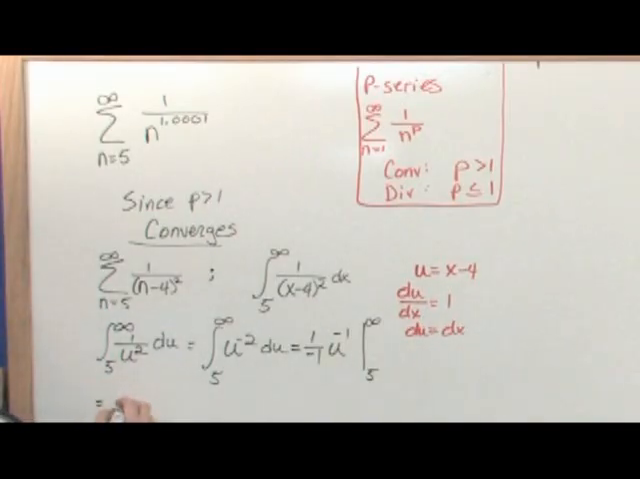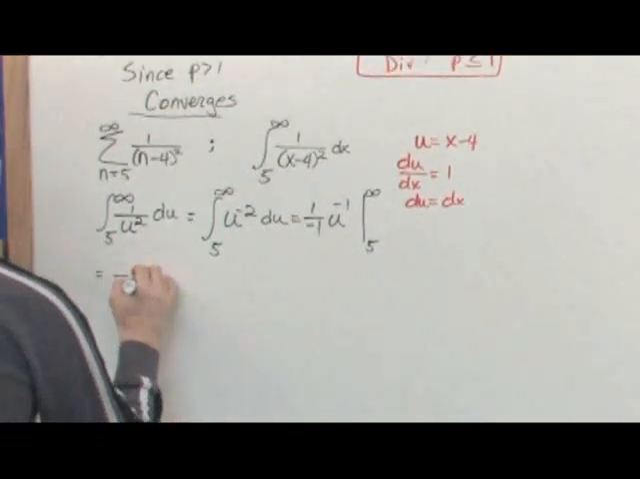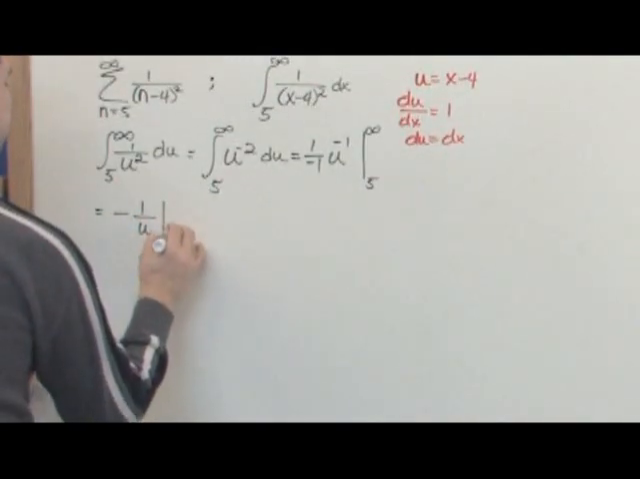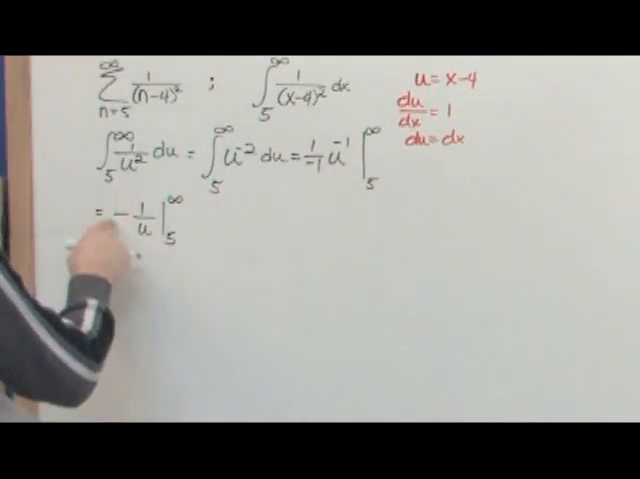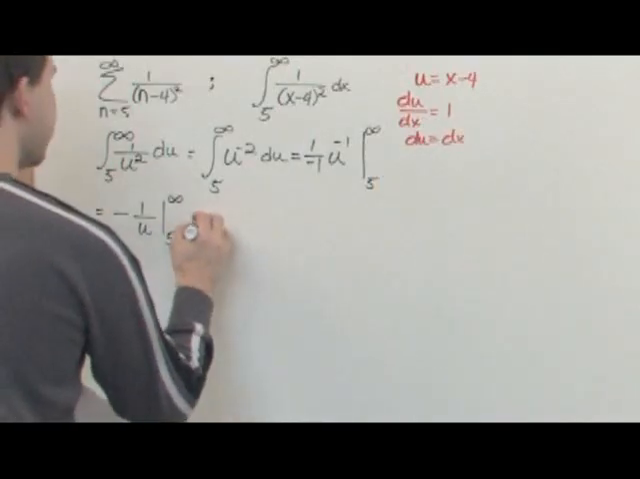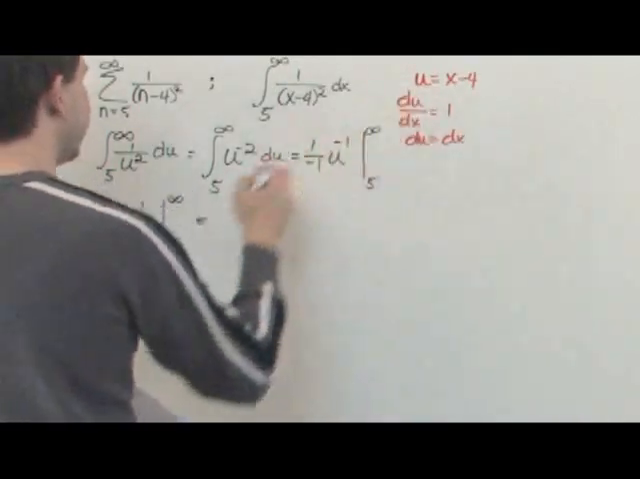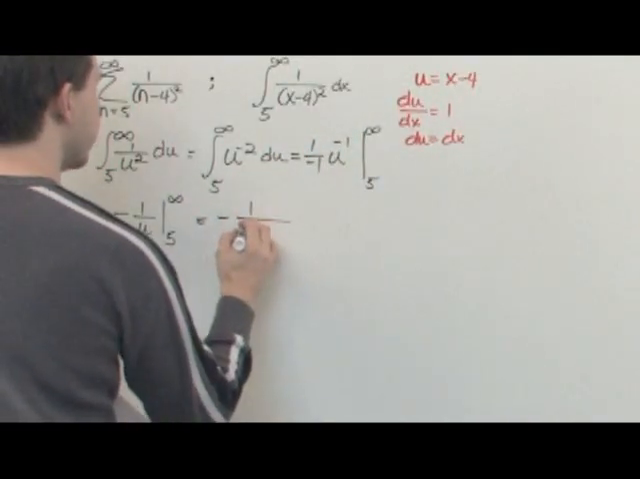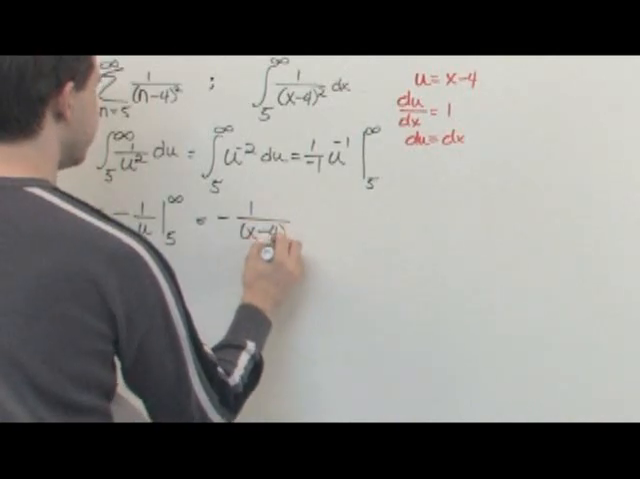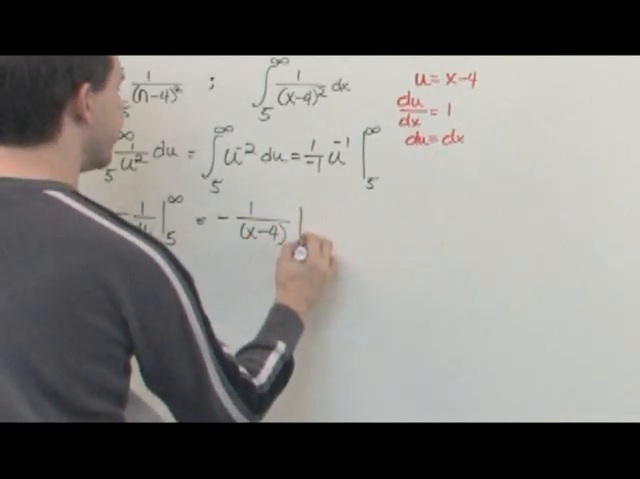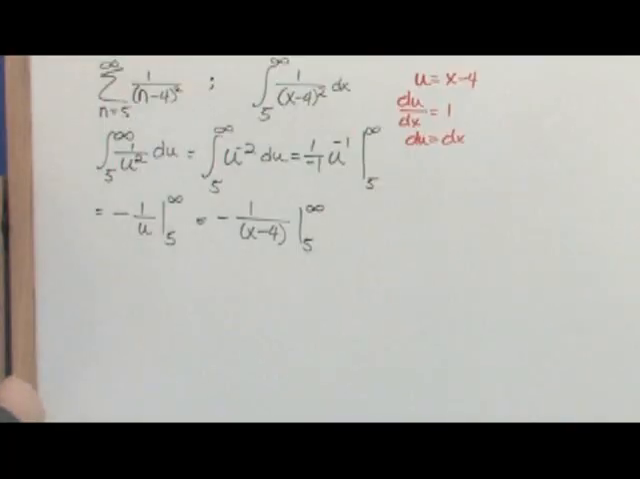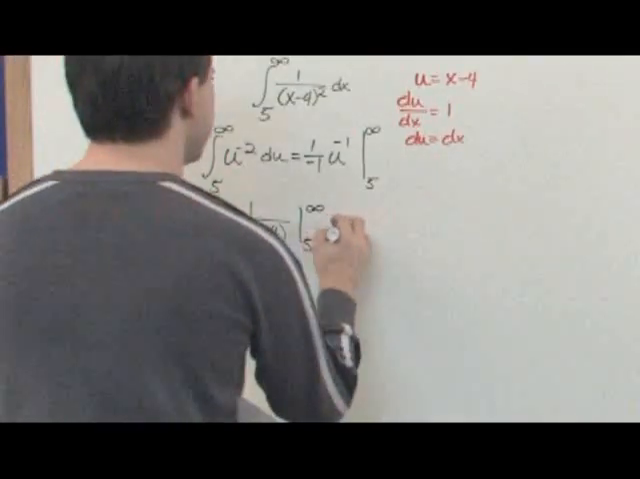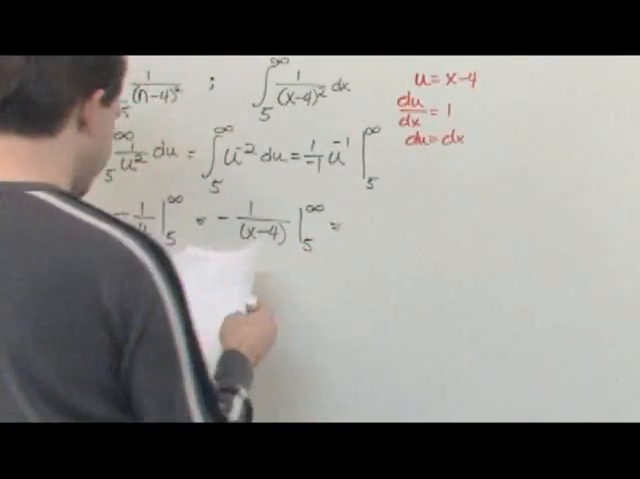So what I'm going to have is negative 1 over u evaluated from 5 to infinity, just pulling this downstairs and keeping the negative sign. And obviously u was equal to x minus 4, so it's negative 1 over x minus 4 on the bottom, evaluated from 5 to infinity. So what would this be if I were going to evaluate this here?